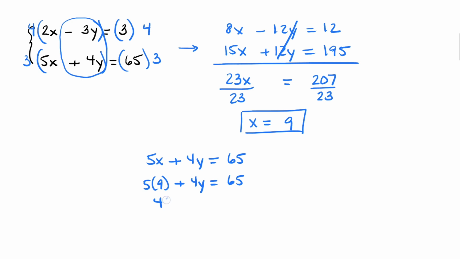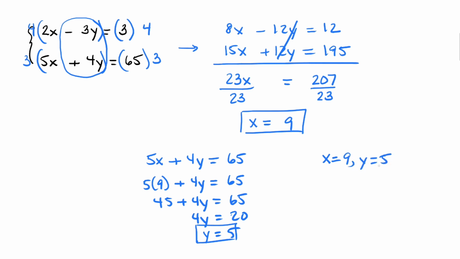And then simplify. So we have 45 plus 4y equals 65. Subtract 45 from both sides, and that means y equals 5. So it means our solution is, now remember, we can write this a couple different ways here. We could write x equals 9, y equals 5, or as an ordered pair, we have 9, 5. And that's our solution to the system by the addition method.